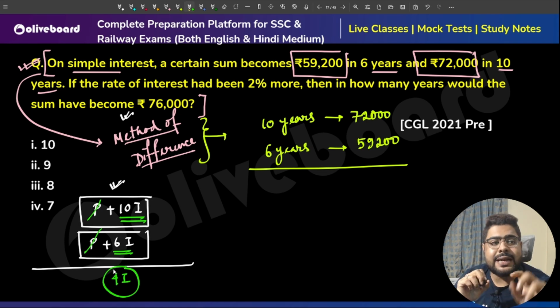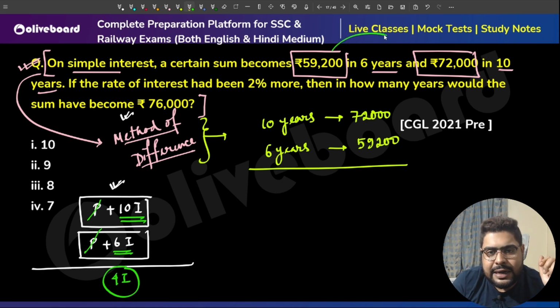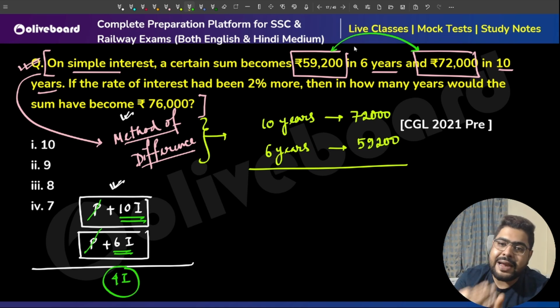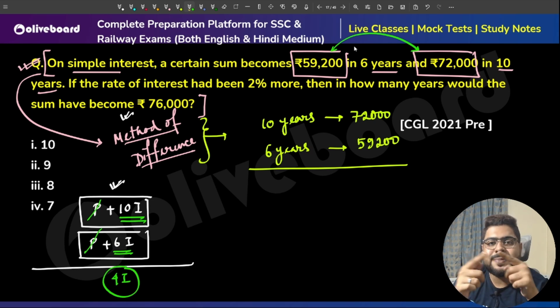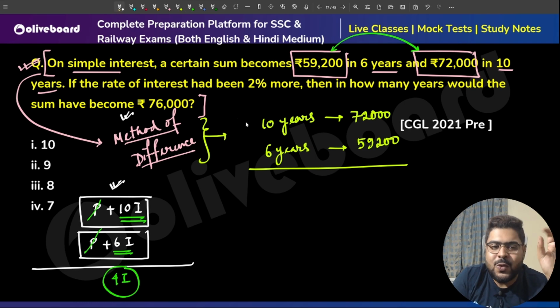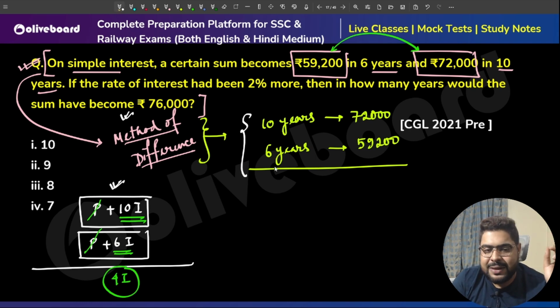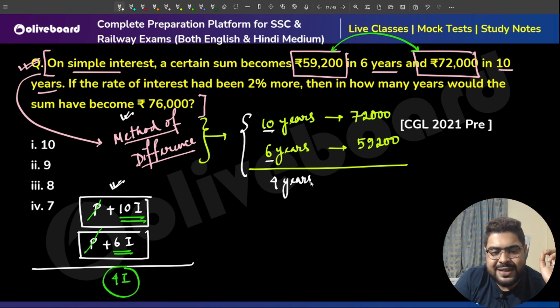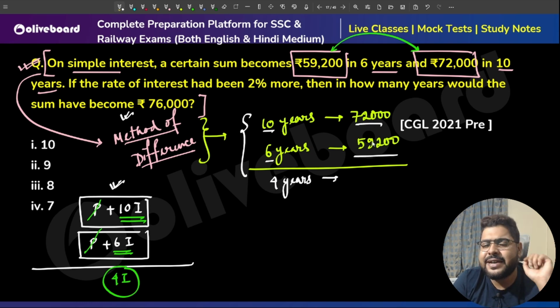So please understand, here we are taking the difference between the amounts. But sir, what are we getting? We are getting the interest here, not the principal, because principal cancels each other. So if you know this concept, you can say 10 years minus 6 years, that means 4 years interest will be the difference here. Now calculate 72,000 minus 60,000, it is 12,000.